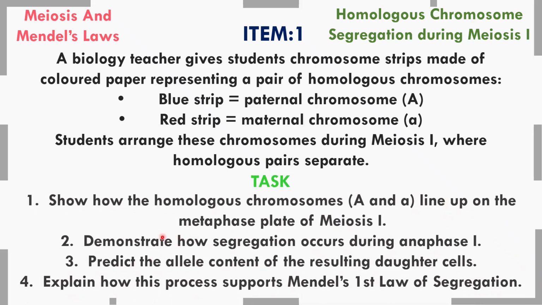Task. Show how the homologous chromosomes, capital A and small a, line up on the metaphase plate of meiosis 1. Demonstrate how segregation occurs during anaphase 1. Predict the allele content of the resulting daughter cells. Explain how this process supports Mendel's first law of segregation.